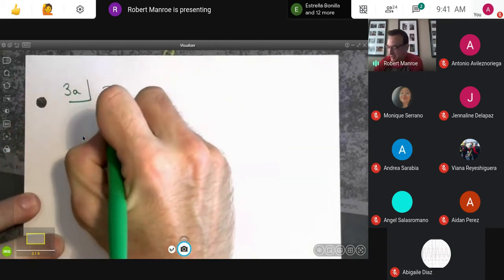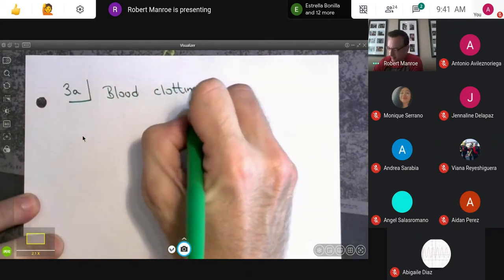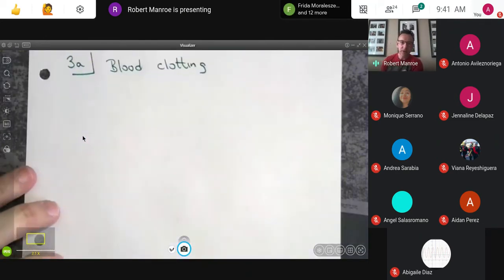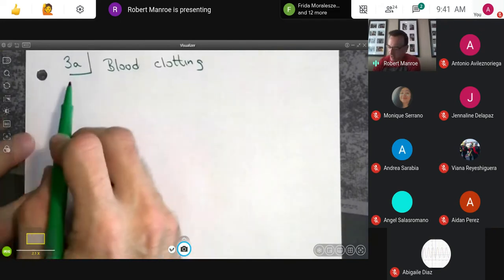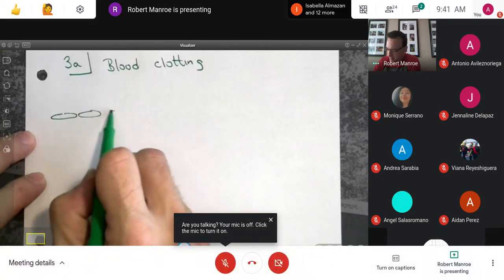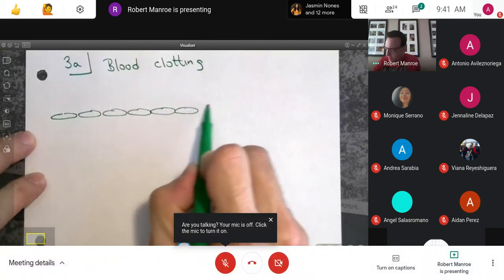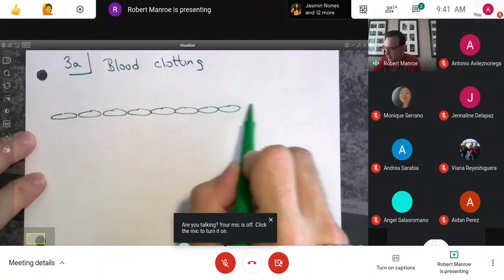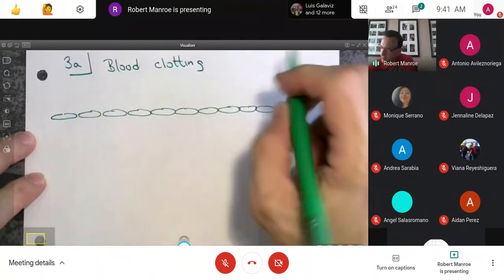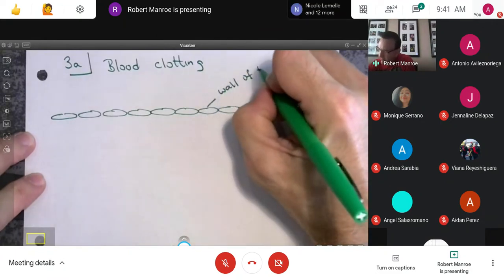Seriously. All right, we need to talk about blood clotting. Okay, so we're going to do a very, very fancy drawing. So let's draw a blood vessel. Let's draw some epithelial cells, like such, and just draw a series of them. So what are you looking at here? This is the wall of the blood vessel.